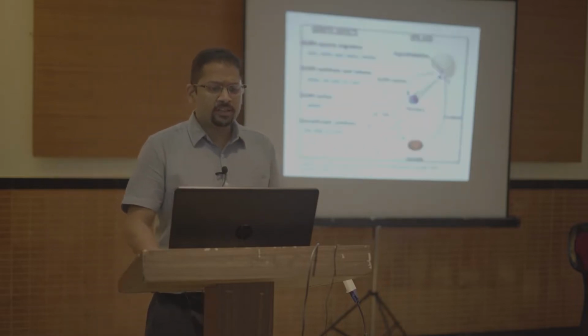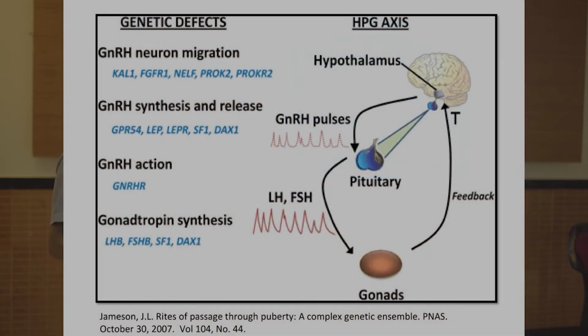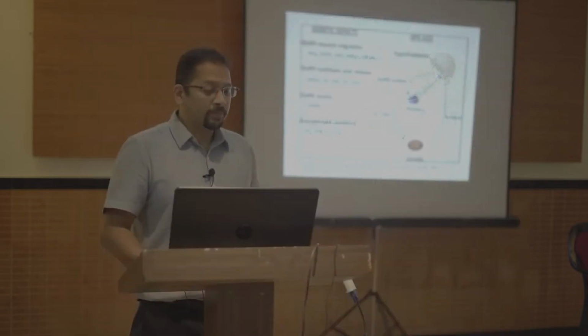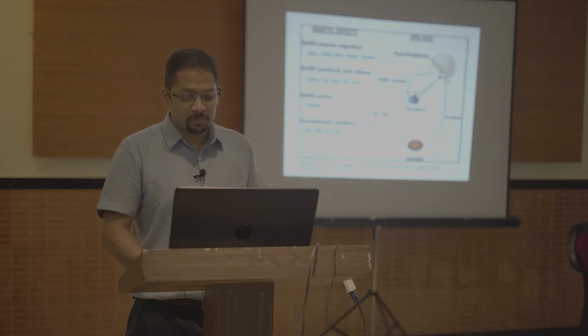These are the various genetic defects which occur during the migration and during the synthesis of the gonadotropin releasing hormones, which is responsible for the development or activation of the HPG axis. So, like Kallmann syndrome, FGFR1, again it's a part of the same hypogonadisms, NELF, prokineticin 2 and its receptors, GPR54, that is the receptor for kisspeptin, and leptin gene and leptin receptor are also responsible for the activation of the HPG axis.